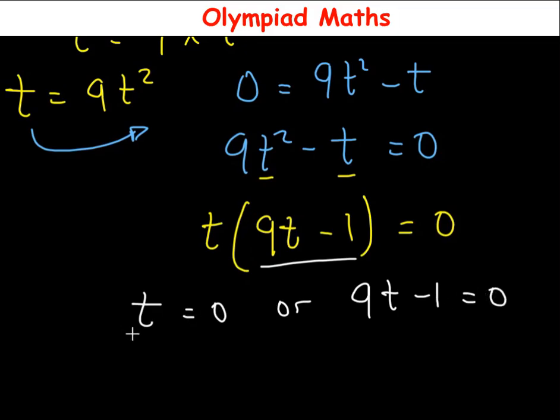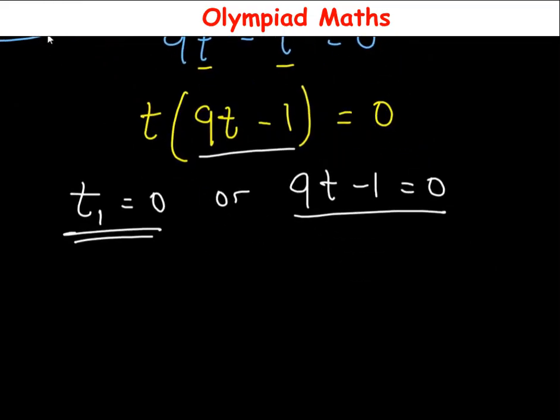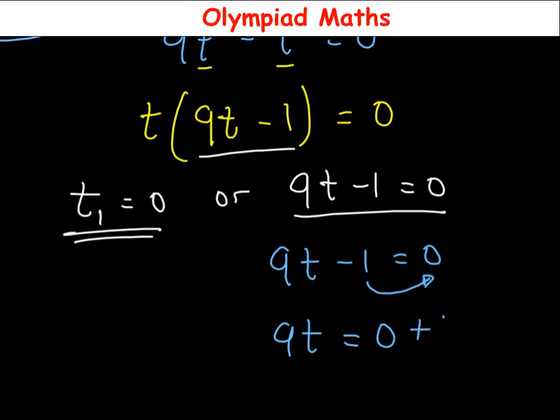Now automatically, we've gotten the first value of t, that t is equal to 0. Okay, good. Then let us solve for the other value of t from this linear equation. So from that, we have it that 9t minus 1 equals 0. So move minus 1 over to this side. This becomes 9t is equal to 0 plus 1, and 0 plus 1 is 1.